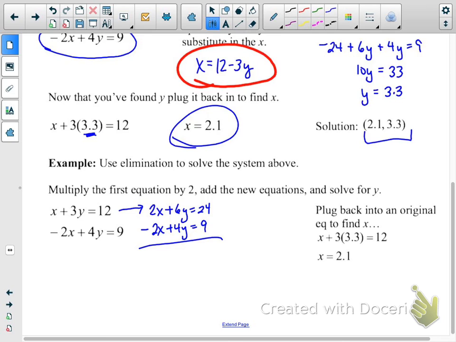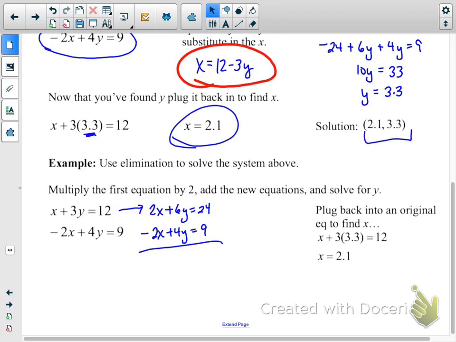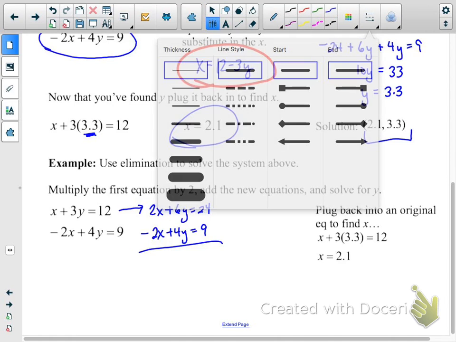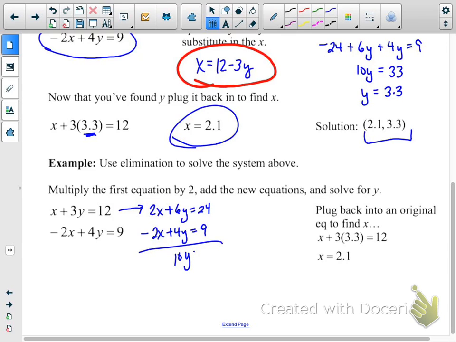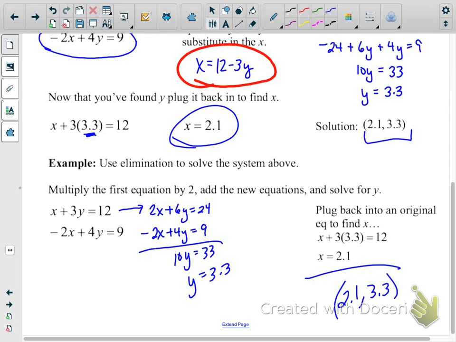Because now if I add, my x's cancel out. I end up with 10y is equal to 33, and hey, I get the same thing again. And again, go back and find our x. Answer 2.1, 3.3. Personally, I like elimination better than substitution. I totally understand how to do substitution, but it's way easier, in my opinion, to use elimination.